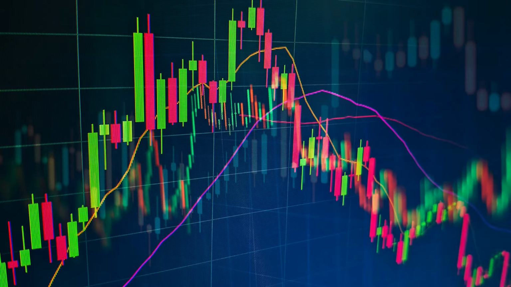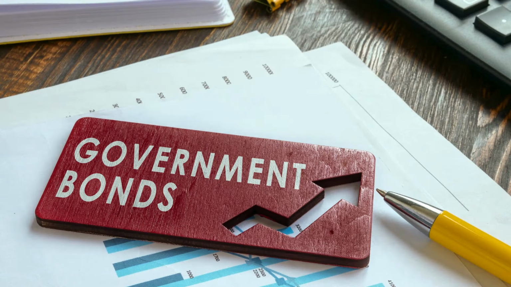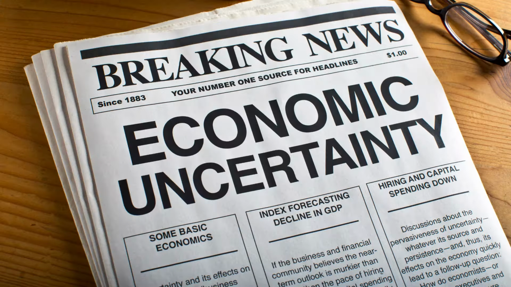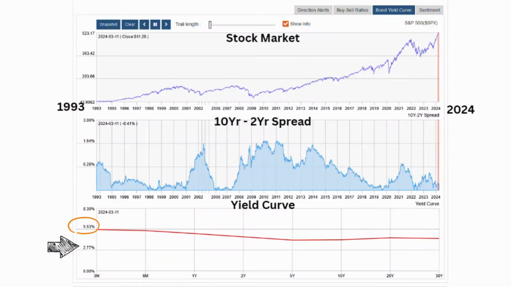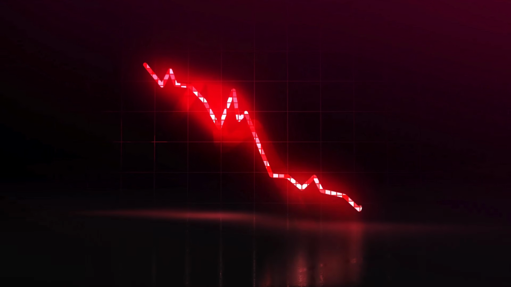Moreover, an inverted yield curve can trigger a flight to quality, with investors moving their capital from equities to government bonds, which are seen as safer investments during uncertain times and often pay higher yields than other investment options. This shift can further depress stock prices.